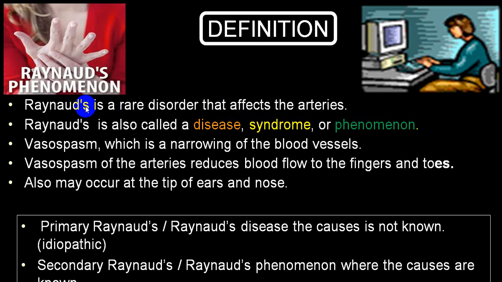Basically, Raynaud's is a rare disorder that will affect the arteries. There is a vasospasm of an artery, and because of vasospasm, there is reduced blood flow to the fingers and toes, the distalmost part of our body, and it may also affect the tip of the ears and tip of the nose.